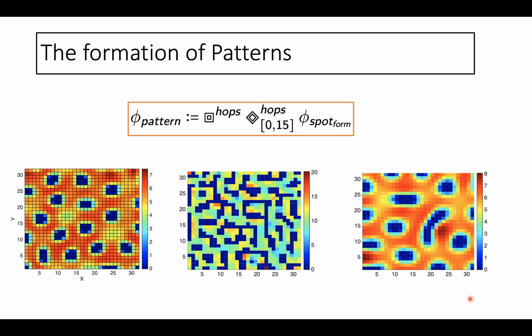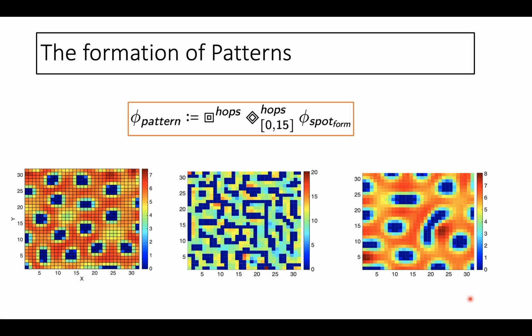Okay, so in the previous slide, we have seen a local property to define the spot, but what we would like is something to define the whole pattern. A way to define a global property using this operator is using the everywhere and the somewhere operator. So we can describe the whole pattern with this property.